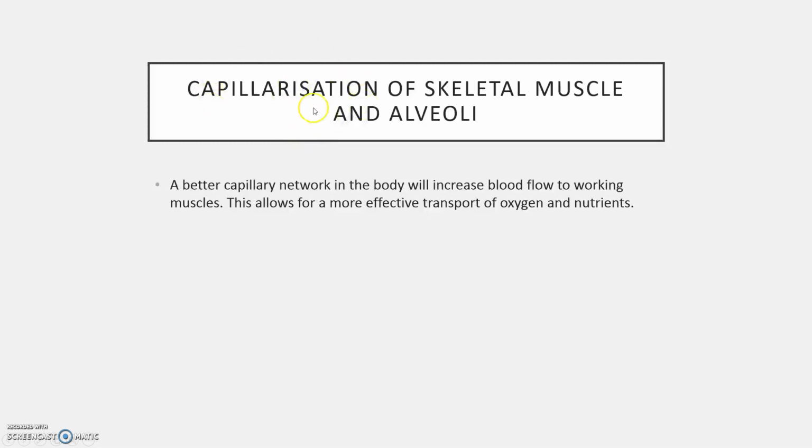Capillarization. Capillarization is increasing the amount of capillaries we have. We know that gaseous exchange takes place at the capillaries. Therefore, the more capillaries we have, the greater the gaseous exchange, i.e. the more oxygen we're going to get to the working muscles, the more carbon dioxide we're going to remove. A better capillary network in the body will increase blood flow to working muscles. This allows for more effective transport of oxygen, nutrients, and obviously removal of carbon dioxide as well.